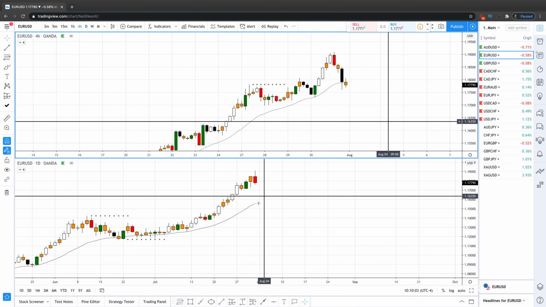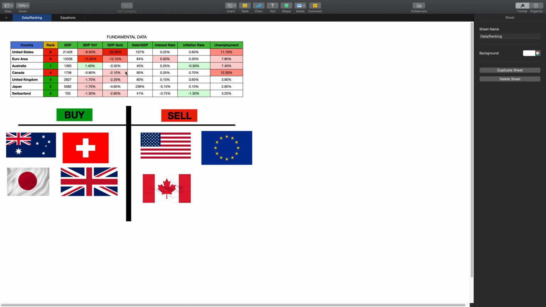Euro USD, honestly, this is one I might be staying away from because I'm kind of new into looking at the fundamentals and stuff, but it's 6 and 5 as far as rank, United States and Euro, 6 and 5. One thing to consider is that Euro's GDP is obviously smaller than the United States. But it's a tough call.